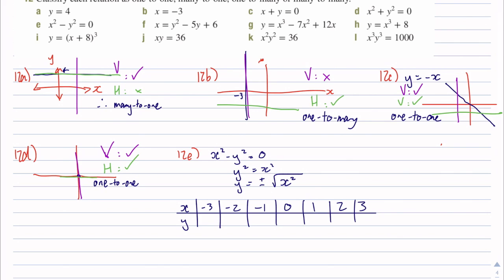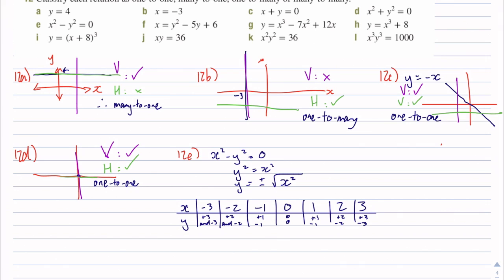So if I have x equals minus 3, x squared is 9, square root of 9 is 3, so I'm going to have plus 3 and minus 3. Same with this one. X is minus 2. I'm going to have plus 2 and minus 2 here. Plus 1, minus 1, 0, 0. Plus 1, minus 1, plus 2, minus 2, plus 3, minus 3.